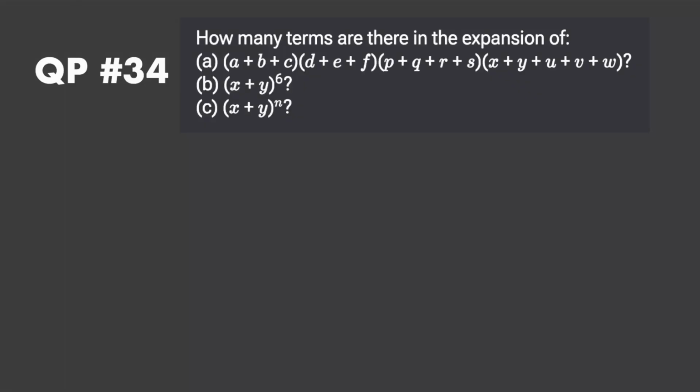Hello everyone, today let's take a look at Quantipus number 37. I know it says 34, but it should say 37, and it's basically asking us how many terms are there in the expansion of A, this one right here, B, (x + y)^6, and C, (x + y)^n. So getting into some binomiality here.